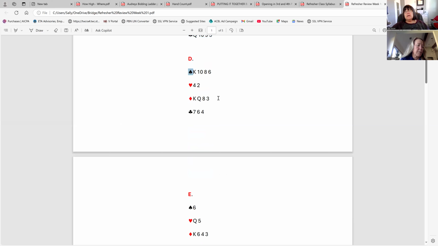All right. Then in this example, partner has opened 1 heart, and we do not have support for partner's hearts.